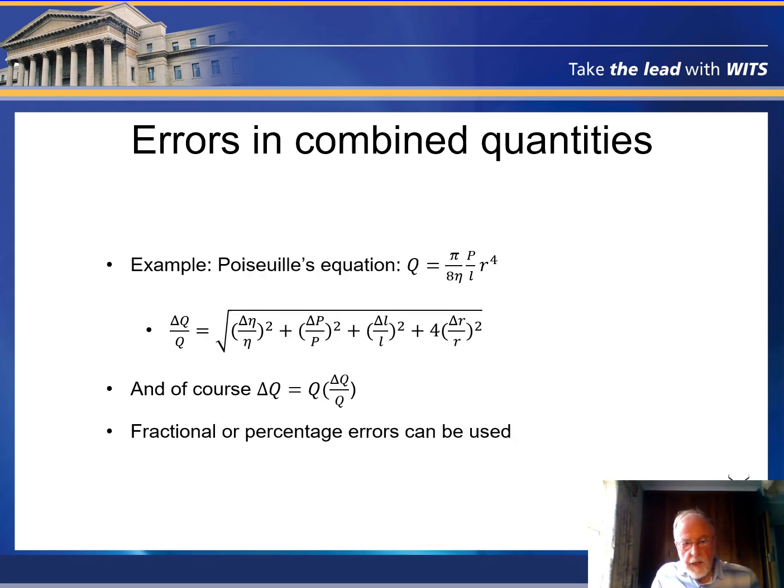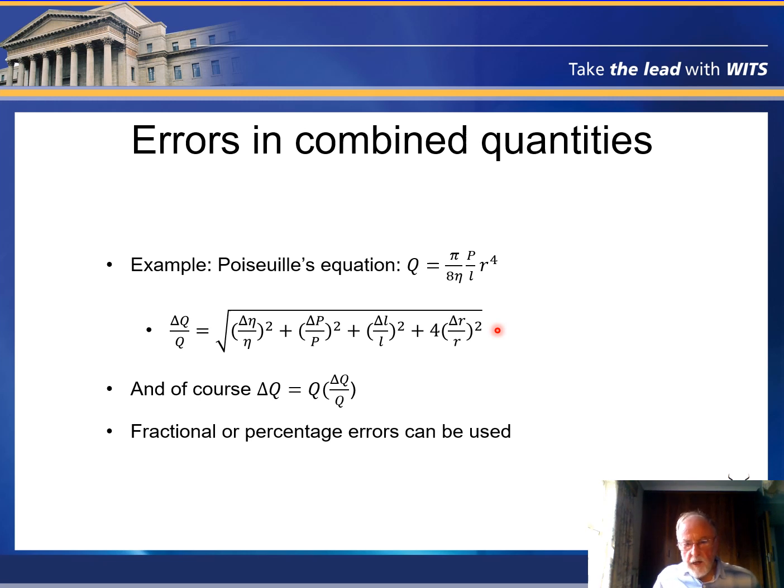Just to be specific, here's an example that you probably remember from first year, Poiseuille's equation for the flow of liquid through tubes. And here the equation has a lot of quantities in it. They're all multiplied or divided, and you find the relative error by taking the relative errors of the quantities eta and p and l and r and squaring them, and the radius comes into the fourth power. So we've got to add 4 times that relative error in our square root.